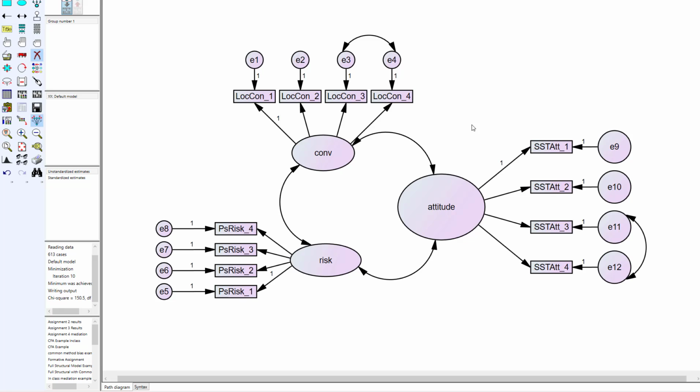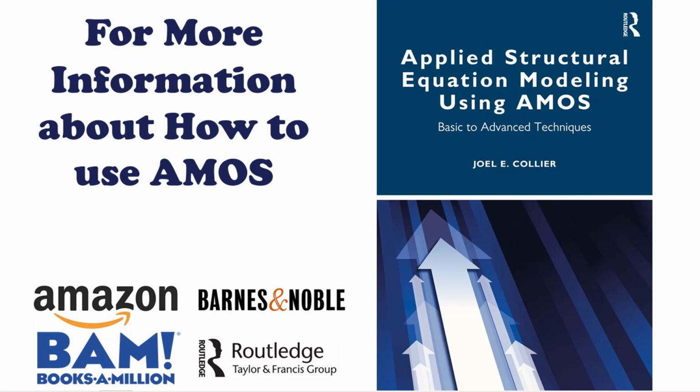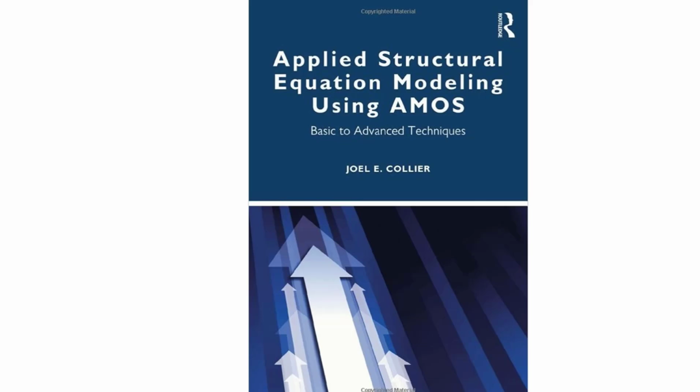So I hope that helps explain correlating error terms, why we do it, and why it's acceptable. If you're looking for more information about correlating error terms or citations that you can use from this video, I'd encourage you to check out my book, Applied Structural Equation Modeling Using AMOS. It's at most major bookstores. I've got a link down in the description.